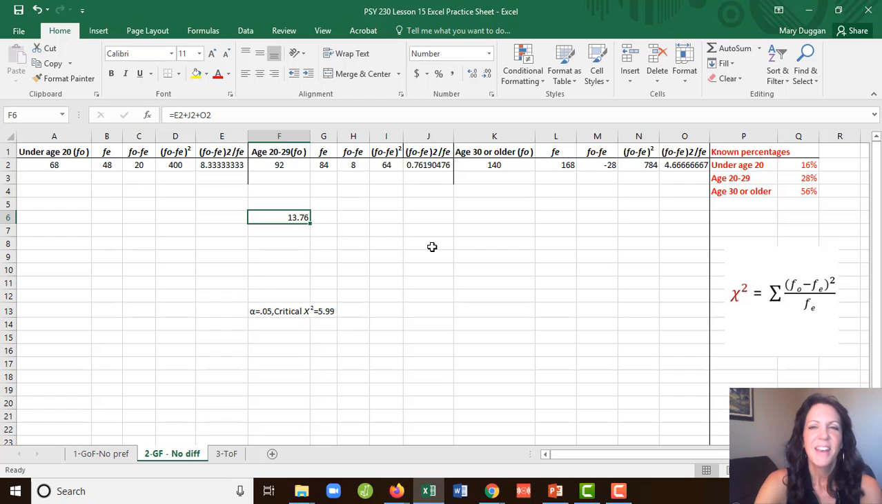13.76. Now, as a reminder, we haven't really talked about significance yet, but I will tell you that the critical value, if we're doing alpha at 0.05, is 5.99. So this is way past 5.99. So what I'm going to say is there's something different about my group. In other words, the number of accidents people are having does not match up with the breakdown for the population of just regular drivers. Something's going on here.